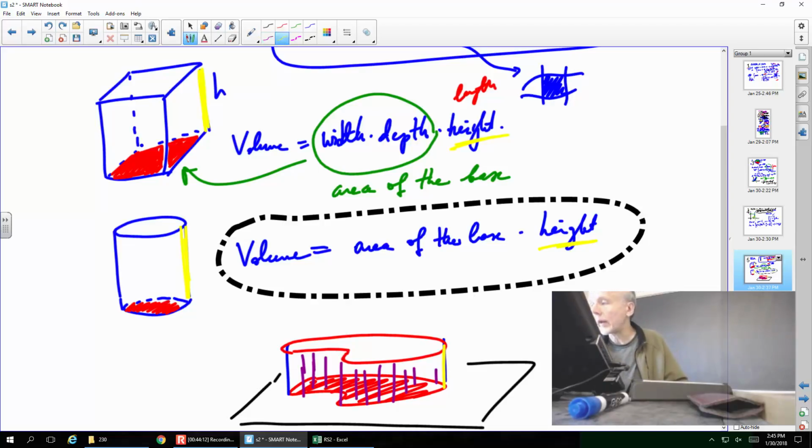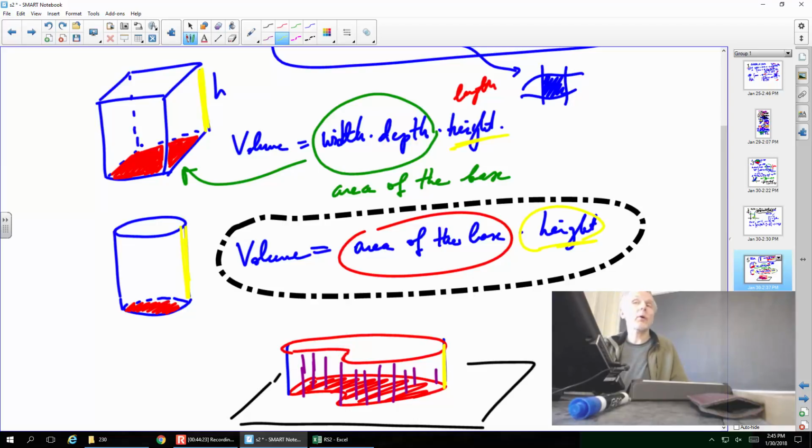I still have my height here, and the volume is the red area times the yellow height. We assume this on faith, even though I hope you see that it is kind of plausible, right? If you go through examples, I suppose you can convince yourself that this is true. So what this allows us to do is to compute a lot of volumes to begin with.